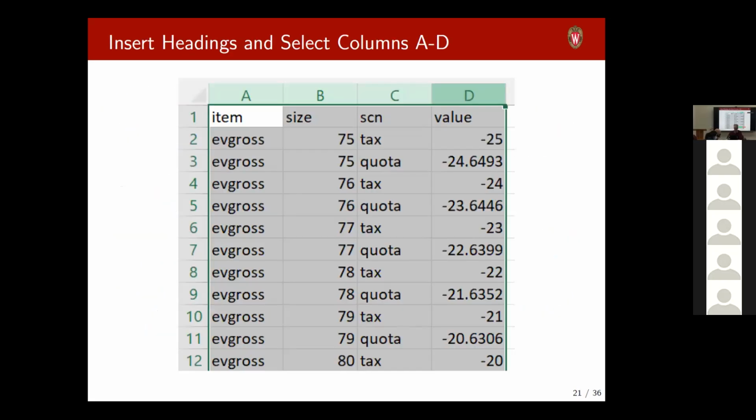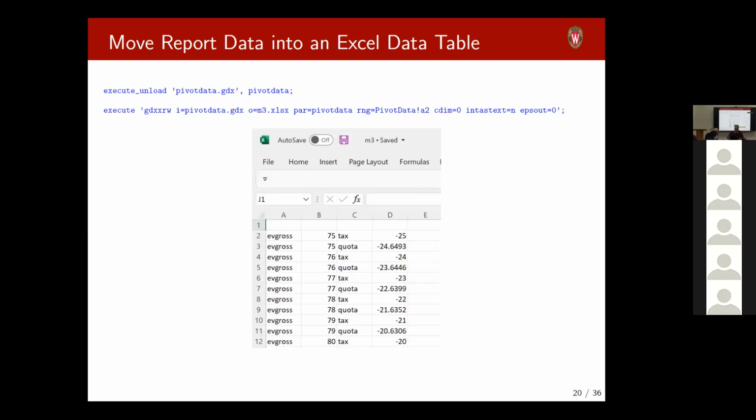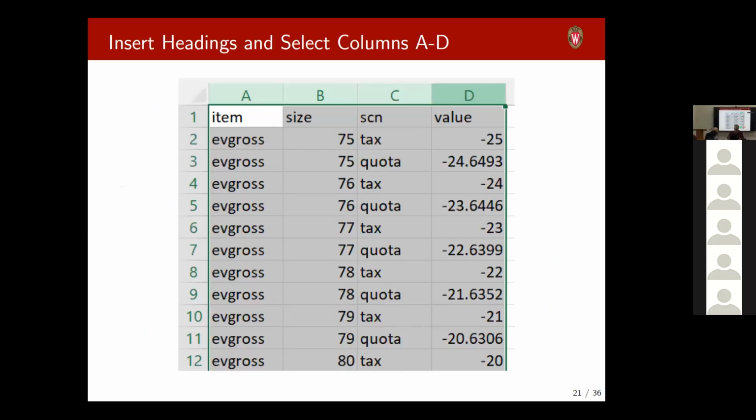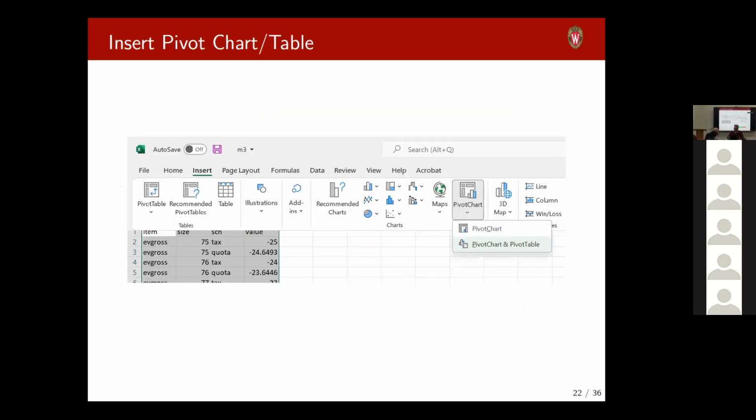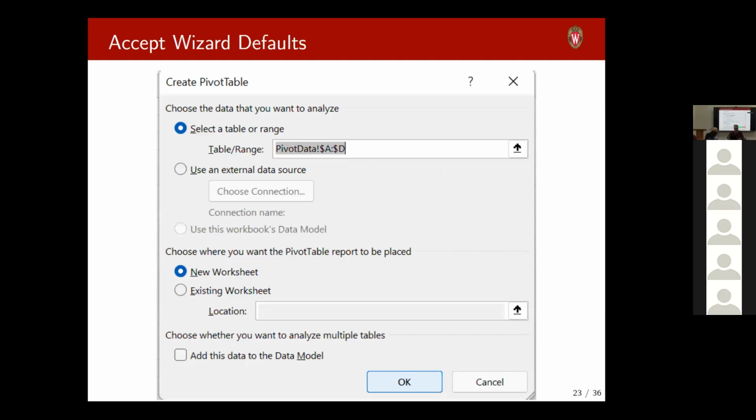And then I included things here: we insert headings into row 1, and then we select columns A to D. This is stuff you probably already know, but then we say insert pivot chart and table. Oh, you're just going through how to create a pivot table. Yeah, this is fine.